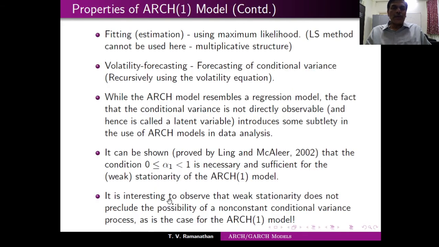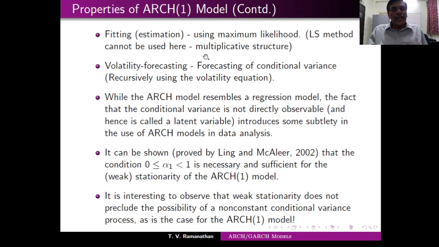So now let's look at some of these properties. Properties of the ARCH model, continued. One is the fitting. You can fit them using maximum likelihood. Now there is a problem: the least square method cannot be used directly. With an appropriate modification, it is possible to bring in least squares, because if you convert it into an additive kind of setup, it is possible to apply least squares here. I'll show you how that can be done.